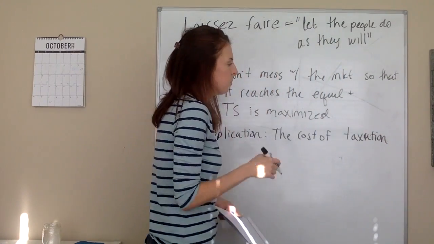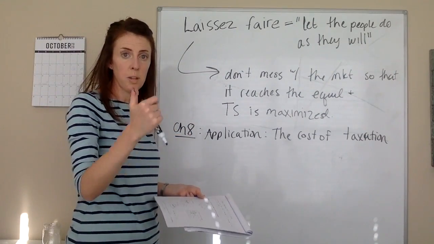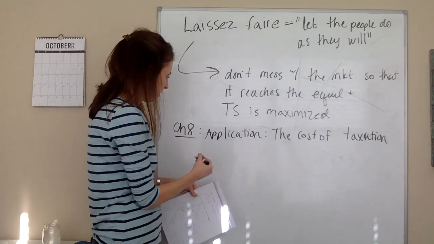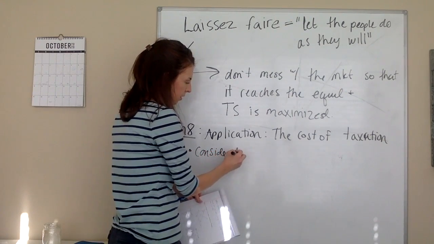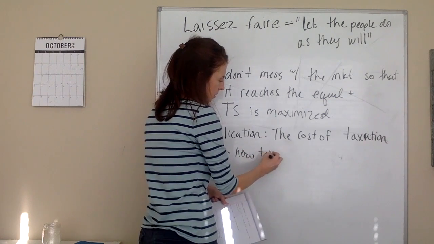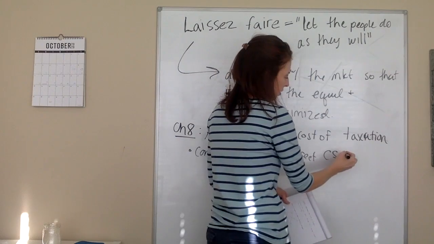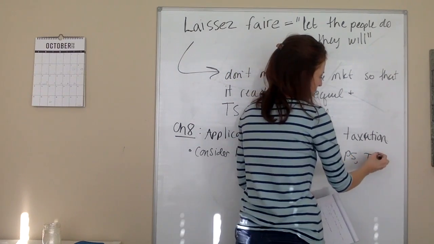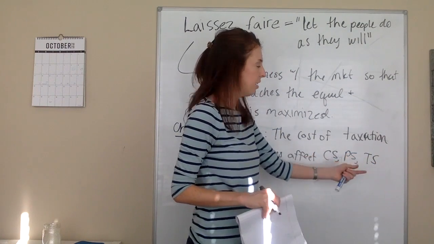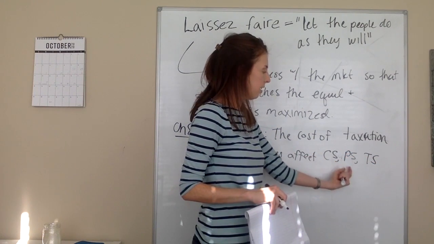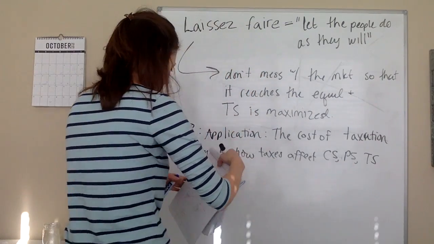Okay, what we're going to do here is consider how taxes affect consumer surplus, producer surplus, and total surplus. And if you know how total surplus is affected, you know how efficiency is affected. If you know how producer surplus and consumer surplus are affected, you can make statements about equity.